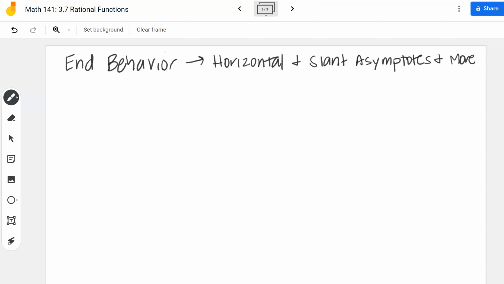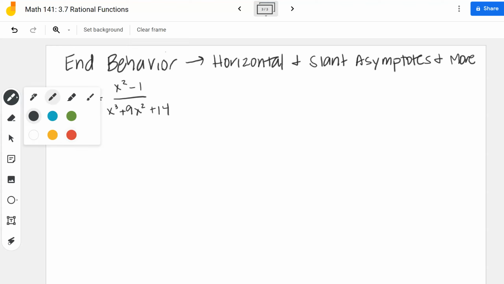So let's talk about the end behavior of our rational functions, right? We're going to move beyond the very basics of horizontal and slant asymptotes and talk about really what's going on, especially with a little preview of calculus. So we did this before in class. So let's just write back that really disgusting function we were just working with.